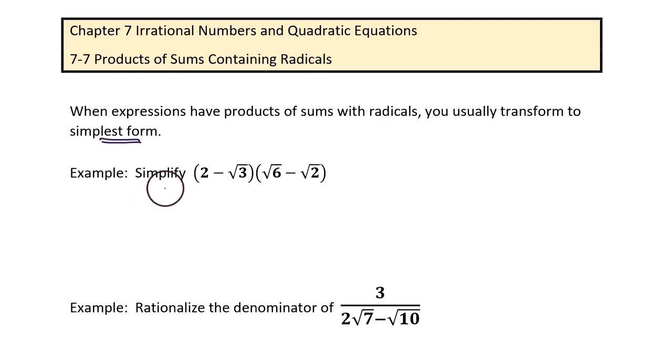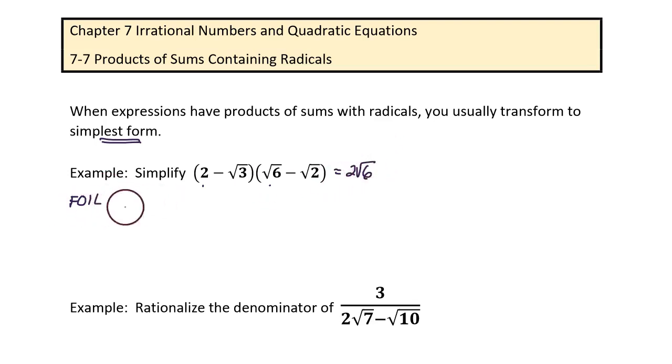For this first example problem, here's our question. Do you recognize the pattern of this? This first thing here in parentheses is called a binomial, and the second thing in parentheses is called a binomial. That's when you use FOIL: first, outer, inner, last. So just take it step by step. 2 times the square root of 6 makes 2 square root of 6.